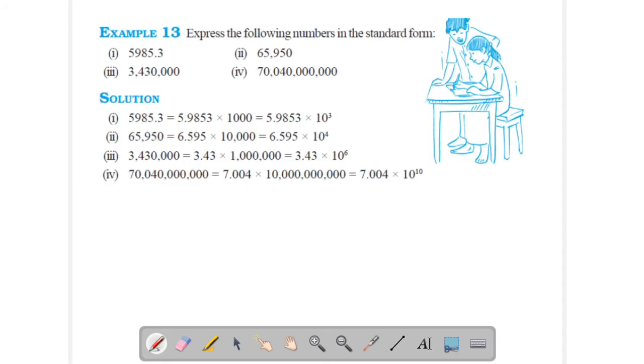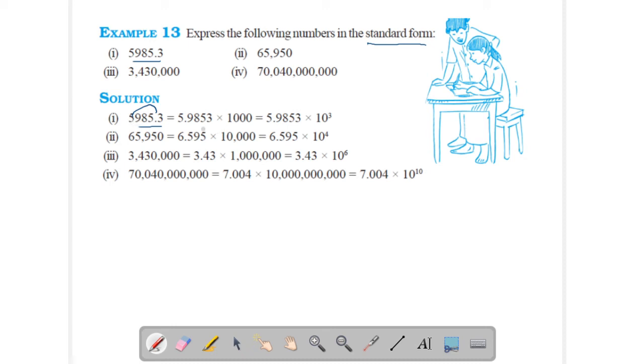Now come to example 13. Express the following numbers in standard form. You have to write these numbers in standard form. Here see, first part, it is 5985.3. Here decimal is here, and you have to bring this decimal from here to here, that is after first digit. Here how many digits are there? 1, 2, 3. It means it is multiplied by 1000.